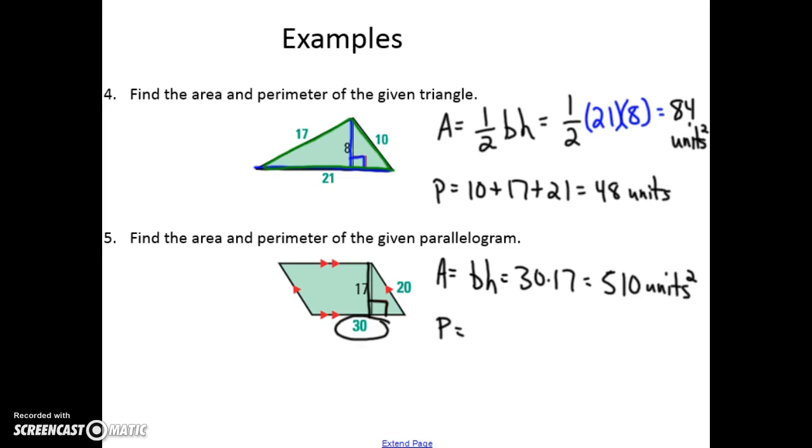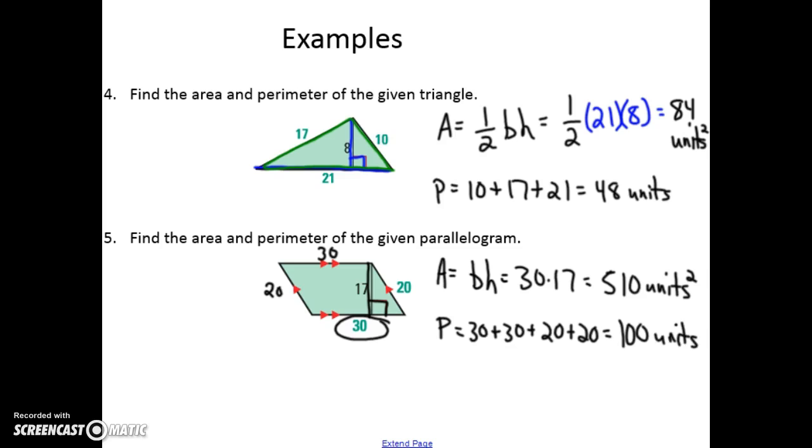And then perimeter would be the distance all the way around. In a parallelogram, we know that opposite sides are congruent. And so I can do 30 plus 30 plus 20 plus 20, which gives me a perimeter of 100 units.